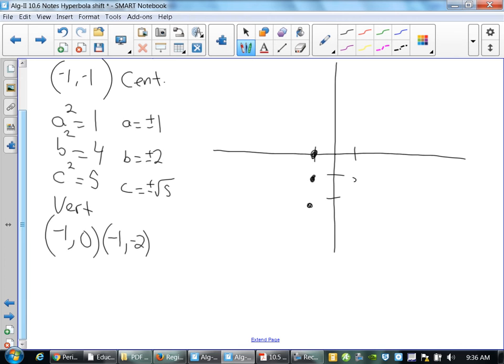Now I'm going to add to both the x-coordinates the b value for my co-vertex. 1, 2. So the co-vertex is at (-3, -1) and (1, -1). You okay with that?